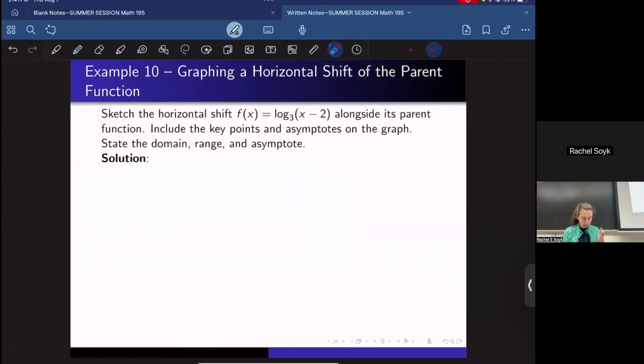So putting all of this together, we want to sketch this log function, which has a horizontal shift now. And then we want to include some key points, include the asymptotes, and then state the domain, range, and asymptote. Right? This one I'm just going to do on a plain graph so you can just really see it.